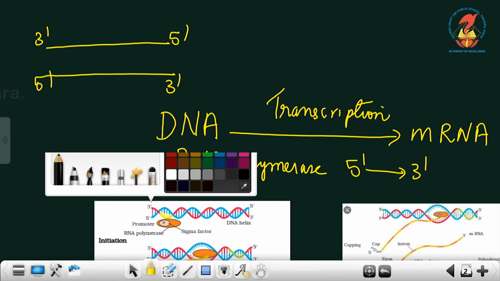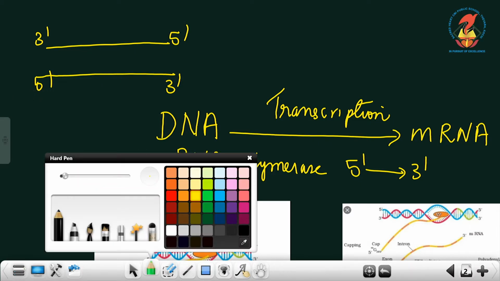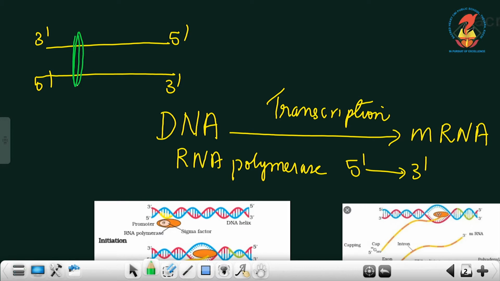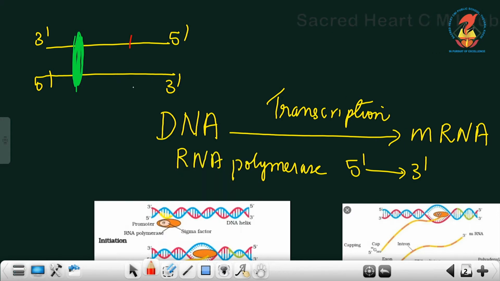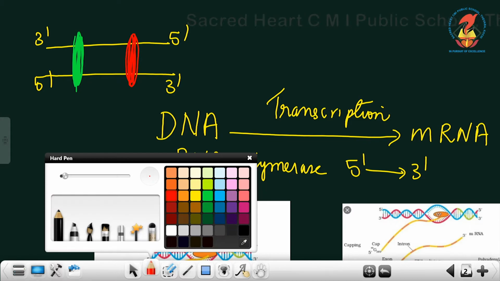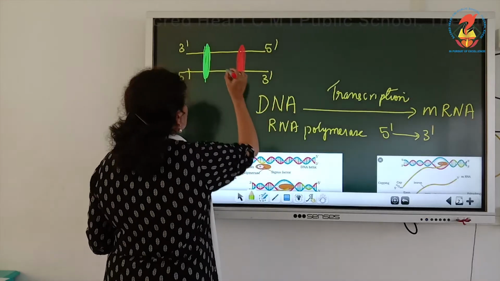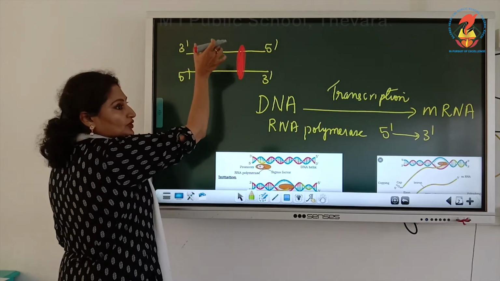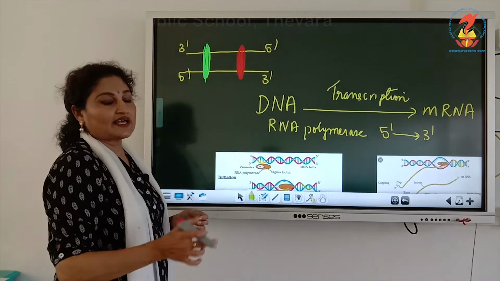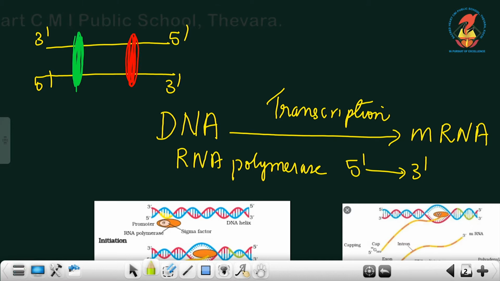Now, we have to figure out two very important genes. The start gene, which is known as the promoter, and the stop gene, which is known as the terminator. So, only this part is going to be transcribed, and that too, only the strand which is running 3' to 5'.